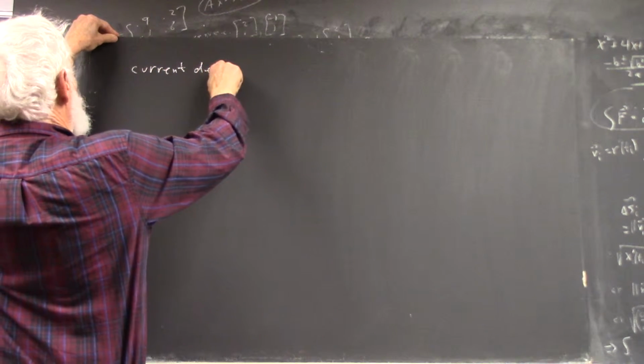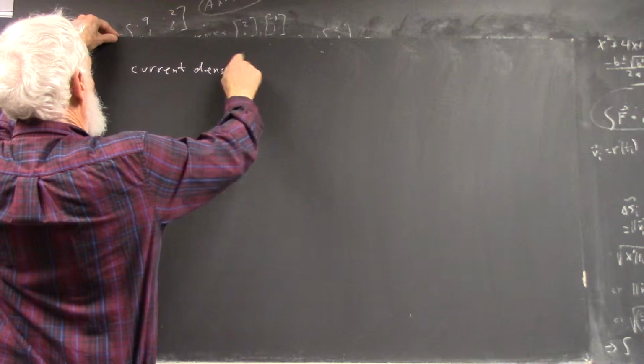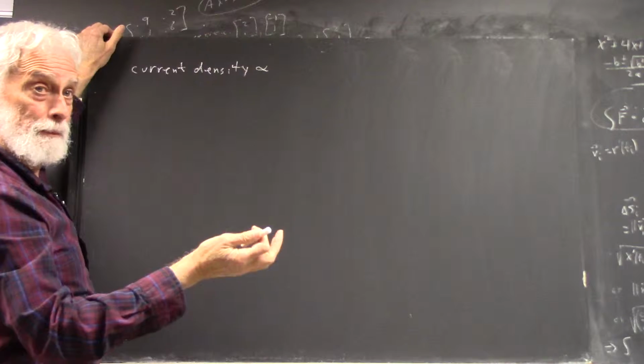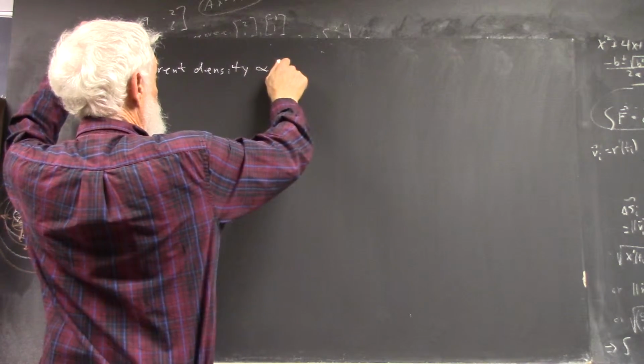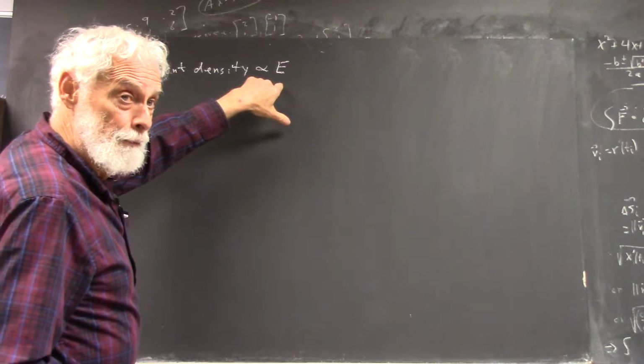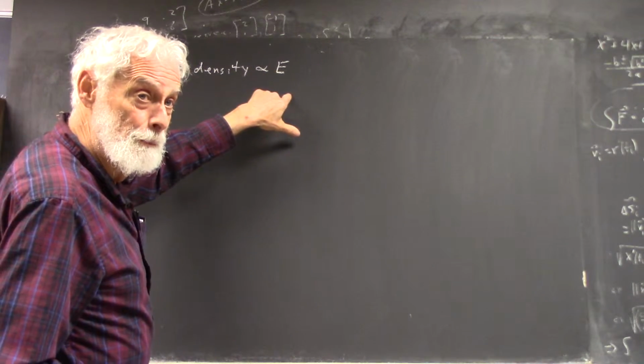Current density is proportional to what? Electric field. Right? Because that's what accelerates the electrons basically, and they bump into atoms. It's more subtle than that, as we talked about. But, okay? So we accept this, right?